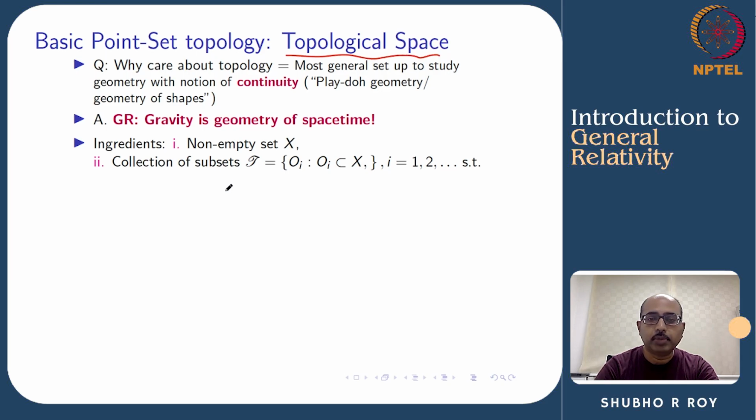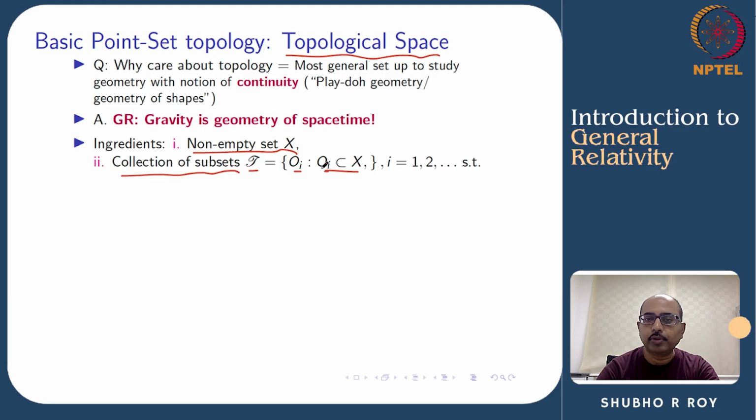Well, first we need a couple of ingredients to define it. First, we need a non-empty set X. So X is a non-empty set. And then we need a collection of subsets of X. This collection of subsets is indicated by the script T. And as you can see, script T is a collection which contains these sets O_i. The O_i are actually subsets of X. So these are subsets of X.